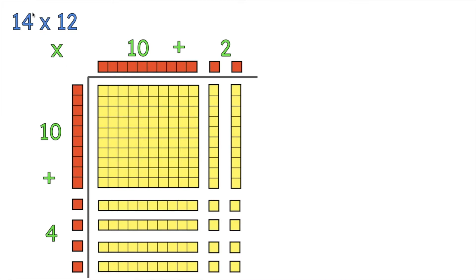We wanted 14 groups of 12. 14 groups of 12. Well, here's 10, 11, 12, 10, 11, 12. So that's 1 group of 12, 2 groups of 12, 3 groups of 12, all the way down to 13 groups of 12, 14 groups of 12. We have our 14 groups of 12. So let's figure out how much that equals.